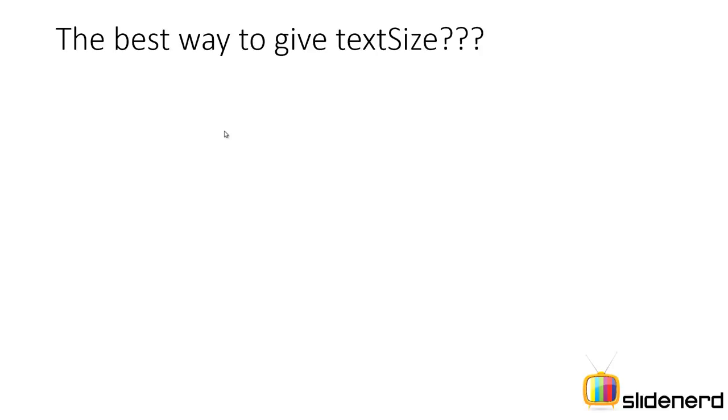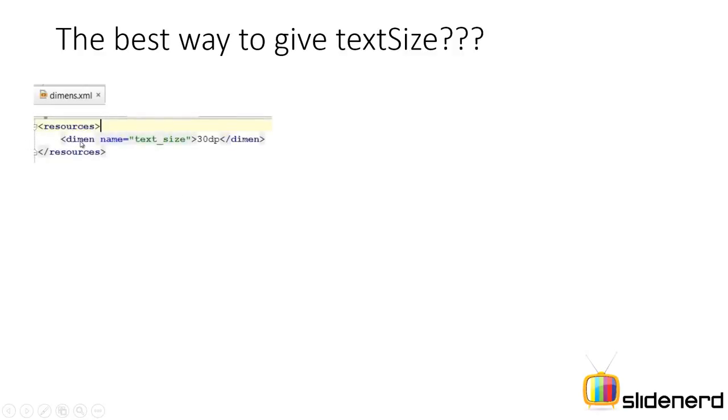You can avoid that by doing something like this. You can make a file called dimensions.xml. Inside this you can define a dimension saying text_size. Now this name is any name that you can give. It's any valid identifier as per XML syntax. And here you simply give a value of 30 dp.